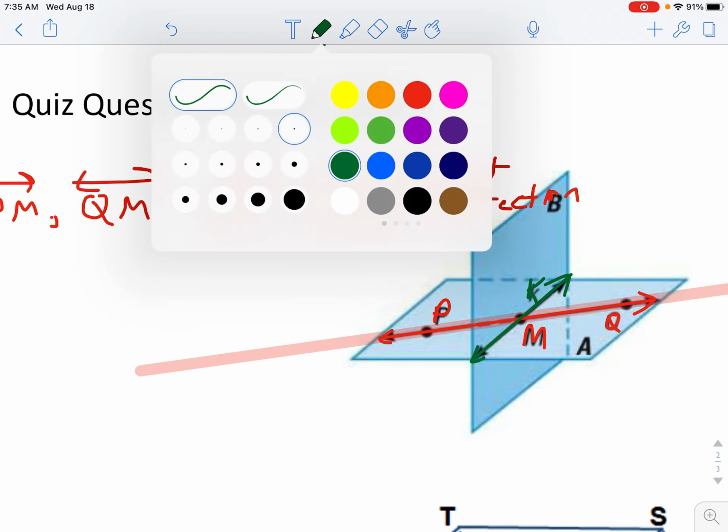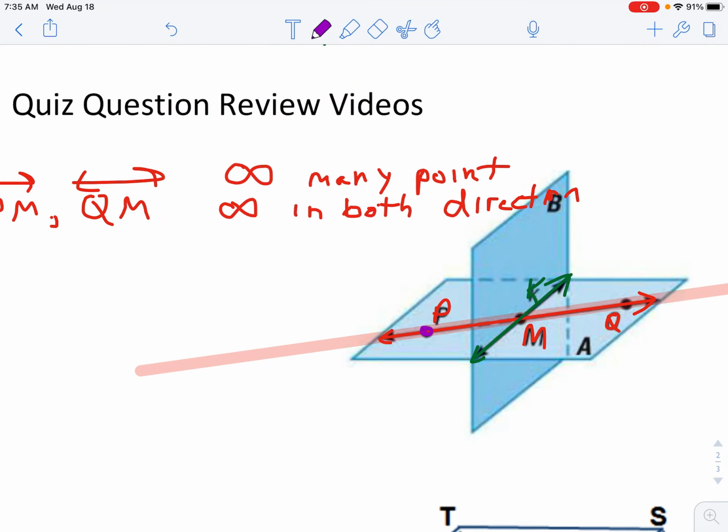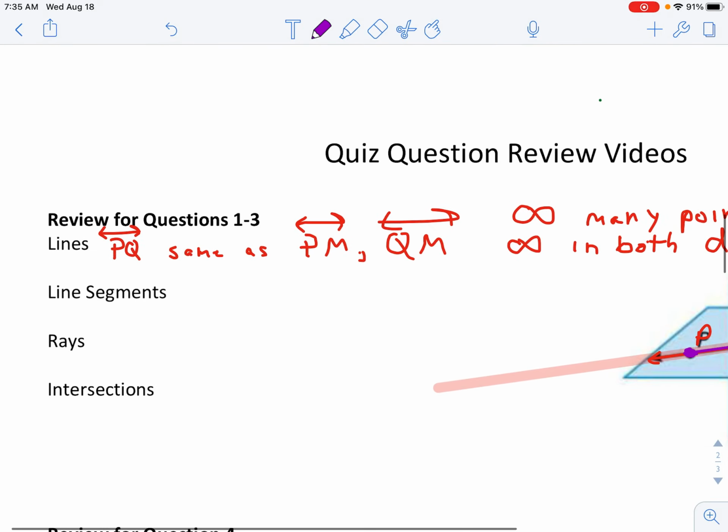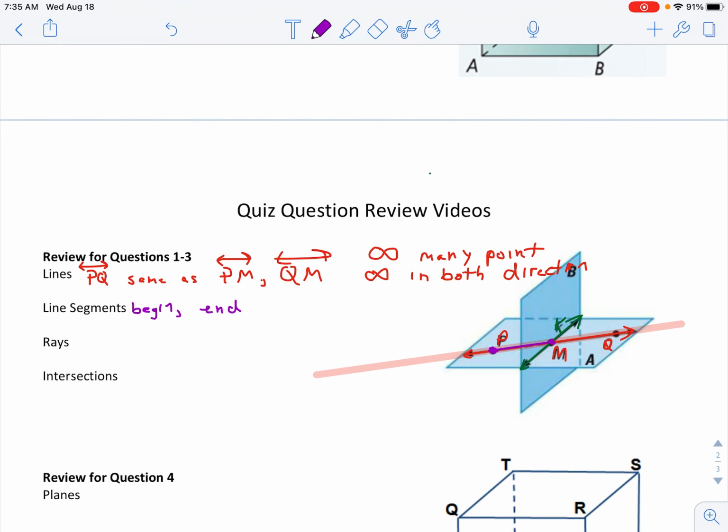Now let's talk about line segments really fast. Like this right here, a line segment has a beginning and an end. Alright, so line segments begin, end, and order doesn't matter. We could call this PM and MP, it's the same thing. Alright.